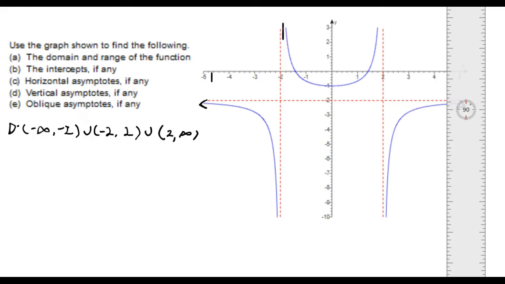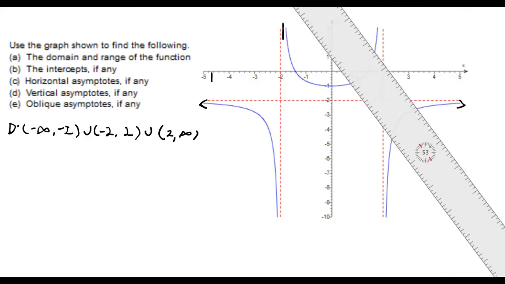So our domain starts at negative infinity, takes a break at -2, continues on, takes another break at 2, and then goes on to infinity. So the only values that are not part of the domain are -2 and 2.